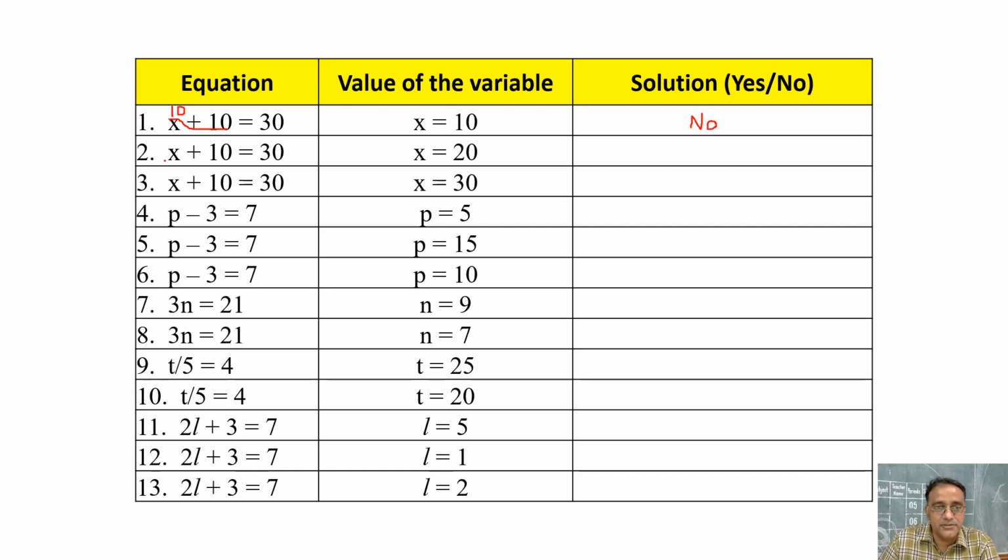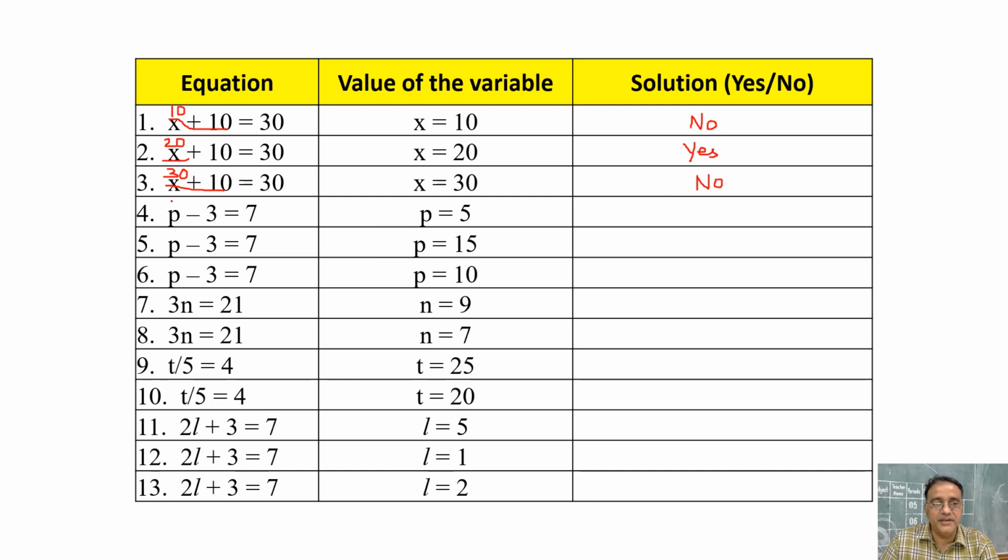Next, if we substitute 20 here, we are getting 20 plus 10 is equal to 30. That is equal to RHS. So our answer is yes. Next, 30. If we substitute 30 here, 30 plus 10, 40, which is not equal to 30. So the answer is no.